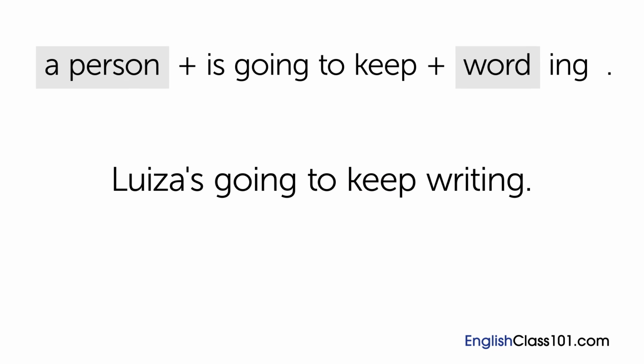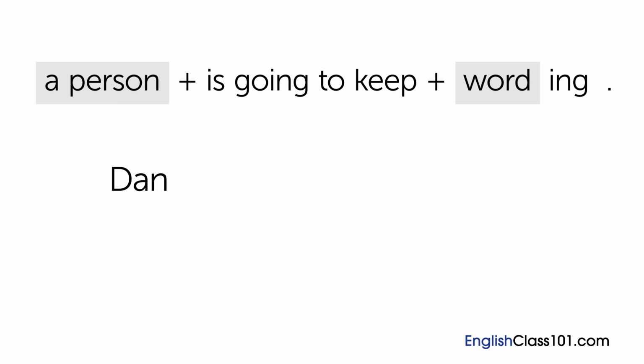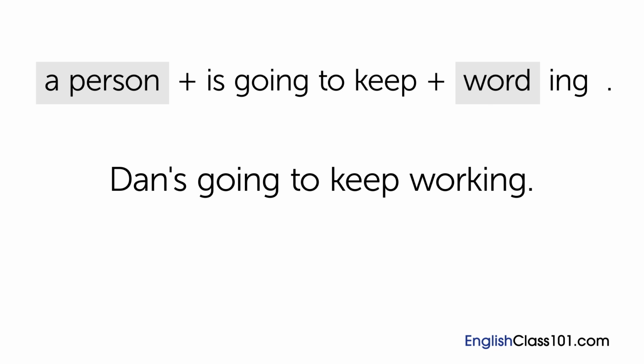The sentence structure is a person plus is going to keep plus a word ending in ing. Now you try. Your friend, Dan, has reached the age of retirement, but he is going to continue to work. How would you respond to someone if they asked about Dan's future plans? Dan's going to keep working.